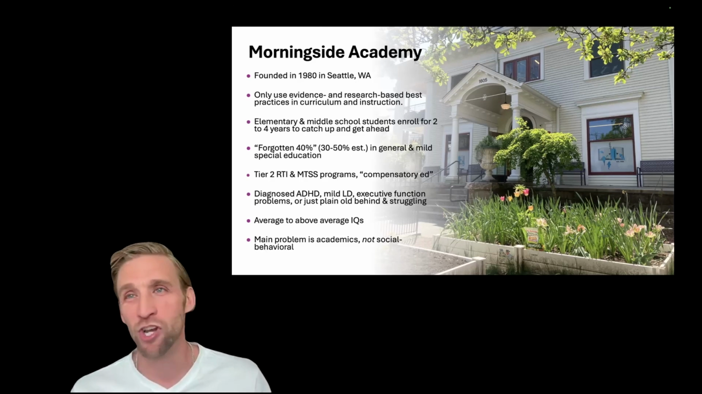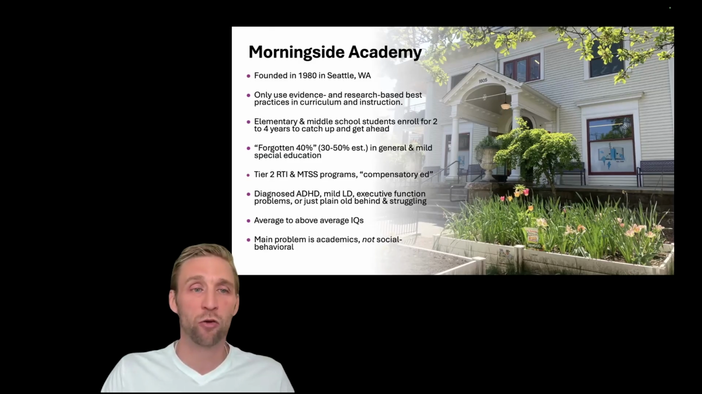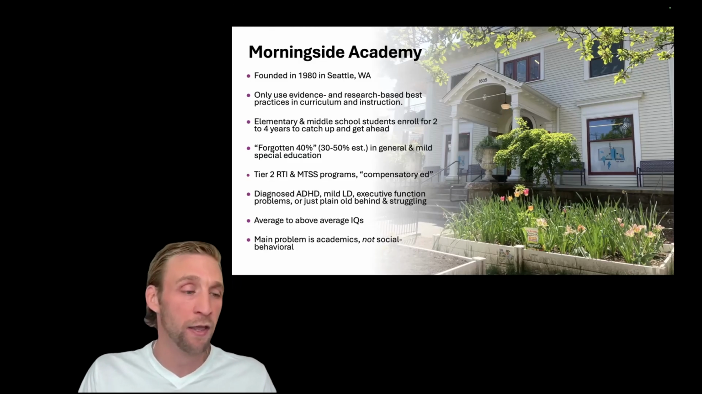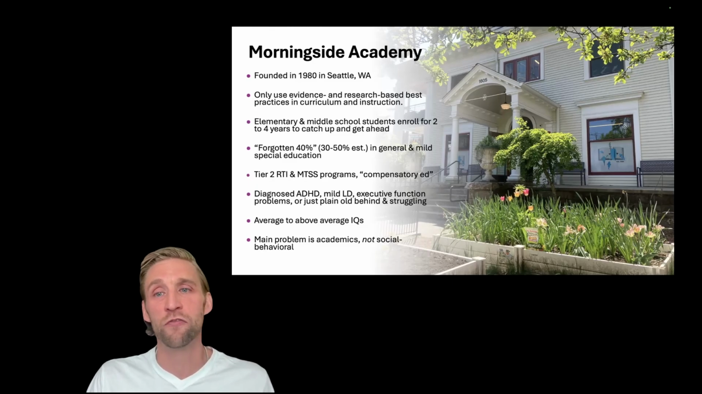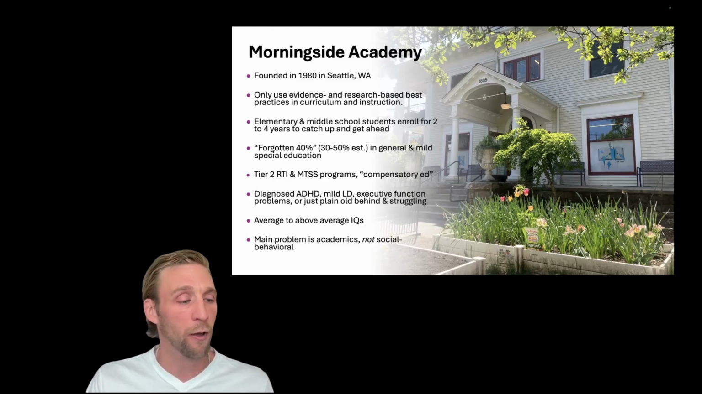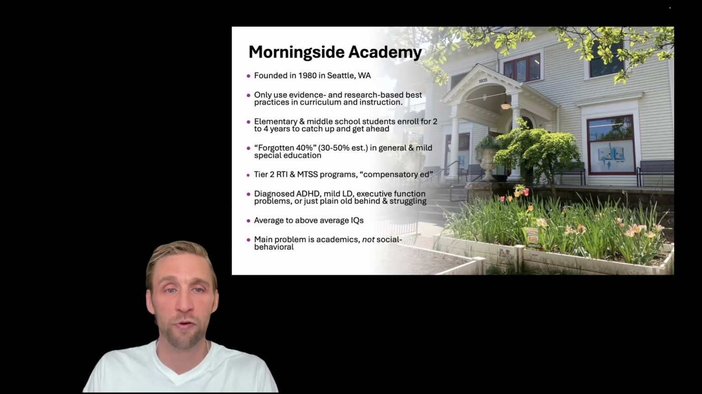They enroll for generally 2 to 4 years, and for most kids, the goal is to get caught up and get ahead. Most kids come anywhere from 1 to 3 to 4 years behind, and their goal is to get caught up and go back to their public or private school. So the population of kids that we serve at the lab school are kids who would be in need of tier two MTSS types of interventions, group-based interventions in public schools. We call those kids the forgotten 40%.